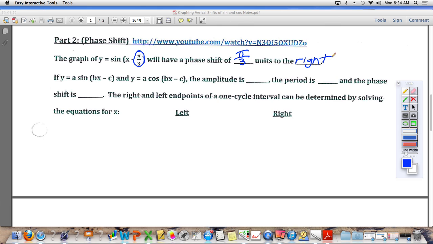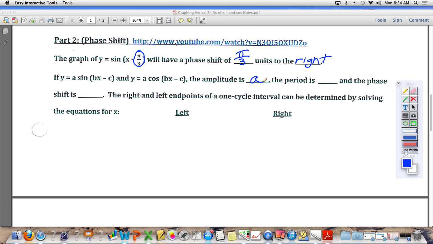If y equals a sine of bx minus c, and y equals a cosine of bx minus c, the amplitude is what? What number represents the amplitude? It's going to be the a. And the phase shift is what? What is the phase shift? The period is the negative c. Oh, sorry. You know what? I saw that and it's like the period is.